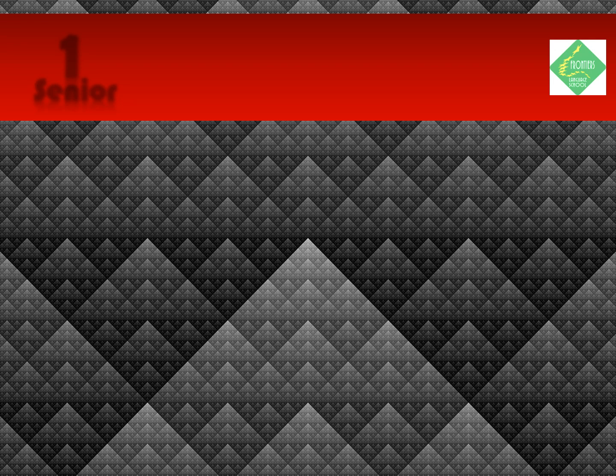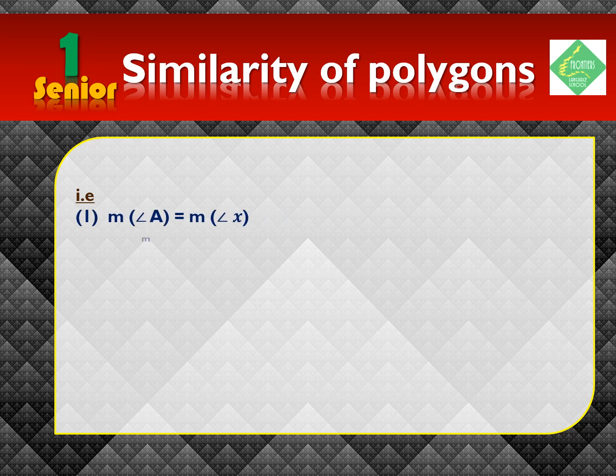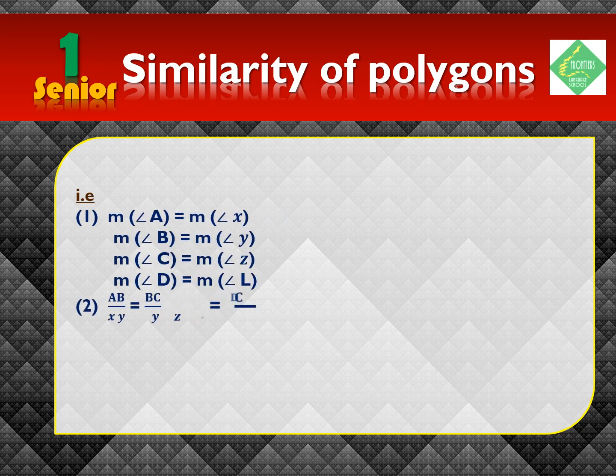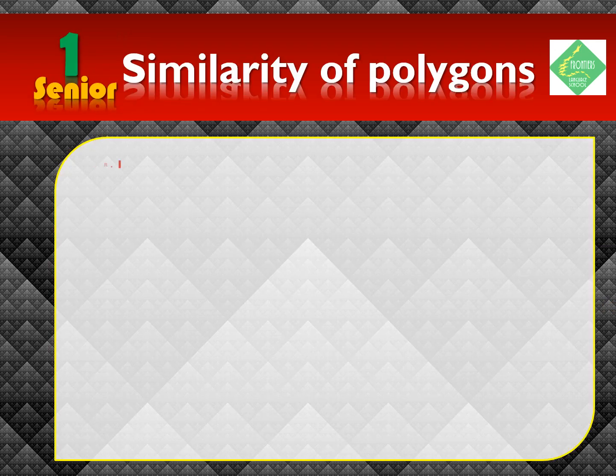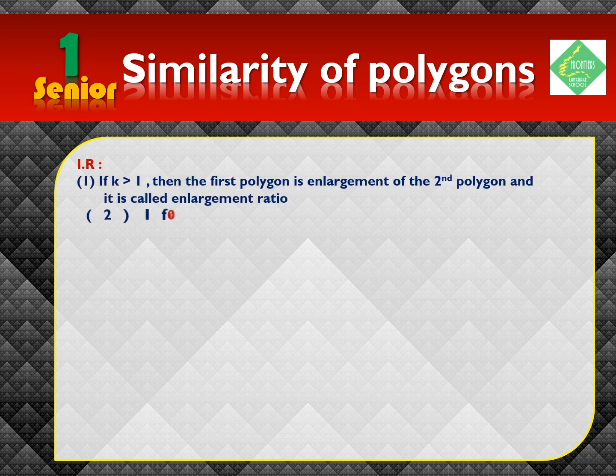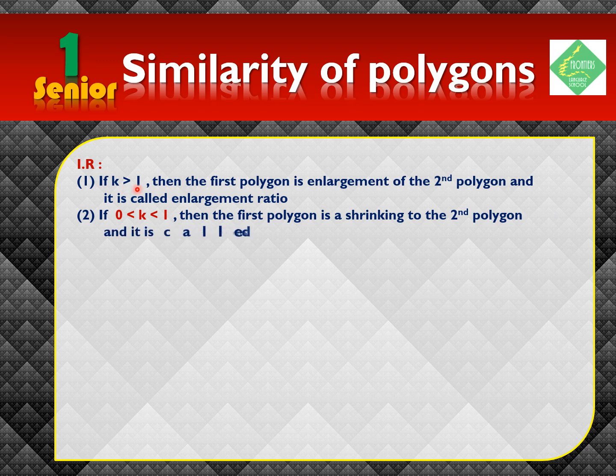طيب في rules لازم تبقى عارفها، ان لو ال scale factor دي bigger than 1 تبقى enlargement، لو ال scale factor less than 1 تبقى shrinking, or you can name it minimize. Let's see. زي ما اتكلمنا، لو k اللي هو ال scale factor bigger than 1 so it is called enlargement.